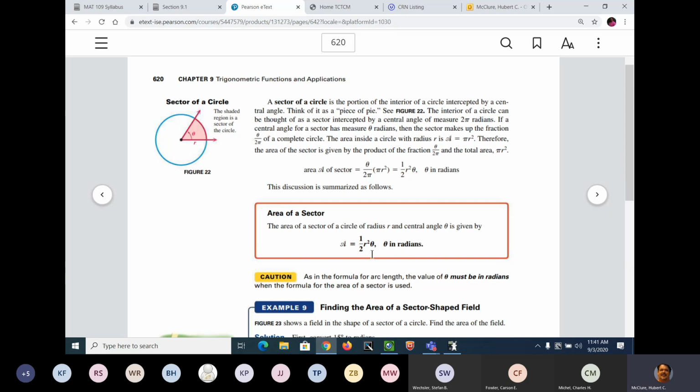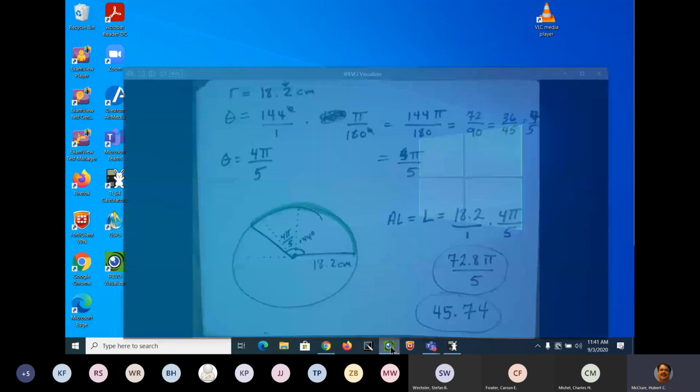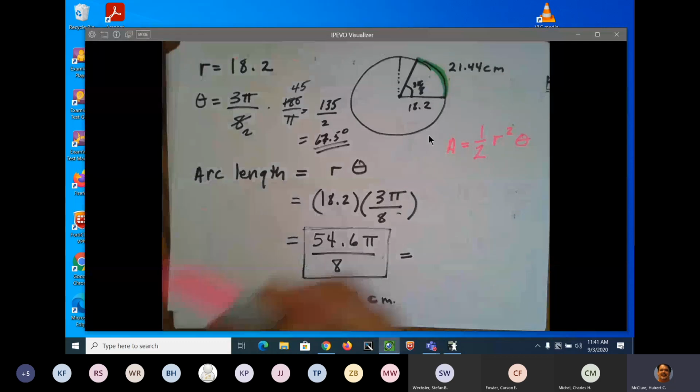Okay, hopefully y'all got that written down. I mean, it's just that. And that's a cursive A. I don't really care about that. You can write A or A sub S. I don't care what you write, but that's the formula, 1/2 r squared theta. Okay, I'm going to pull this back up. All right, we're going to find this area right here.